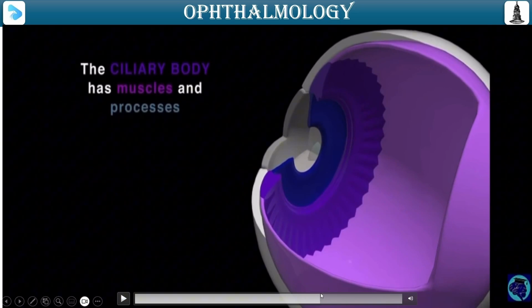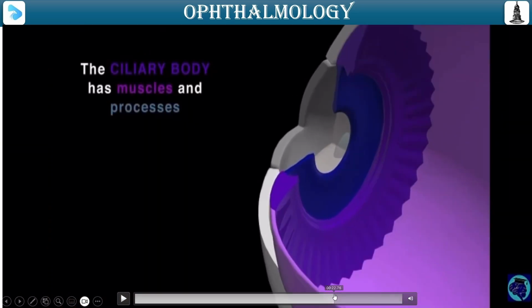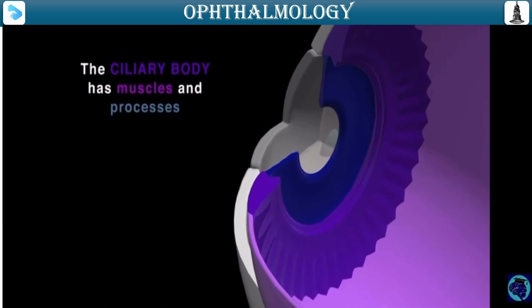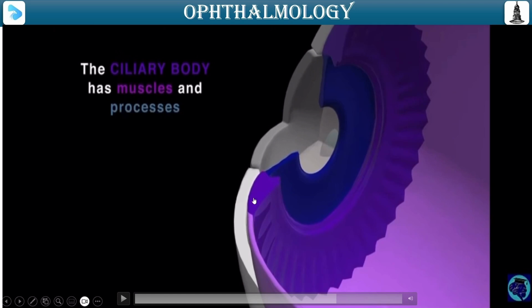All right, so let's take a look here at the ciliary body. The main function of the ciliary body is secreting aqueous humor. The aqueous humor we discussed before, it's the fluid that replaces the blood inside the eye, right? It gives nutrition to avascular structures like the cornea. So the ciliary body is responsible for secreting that fluid.